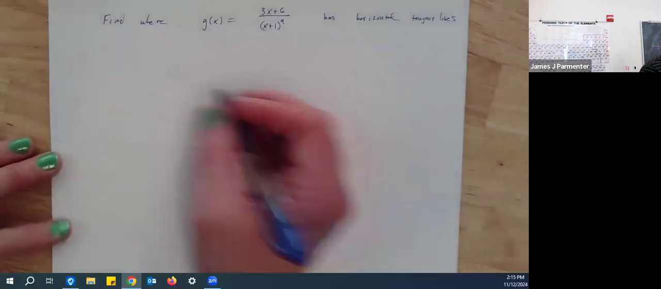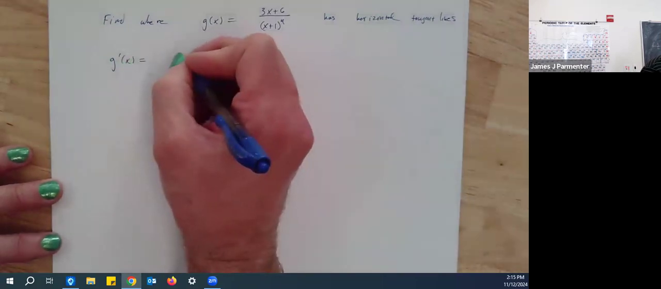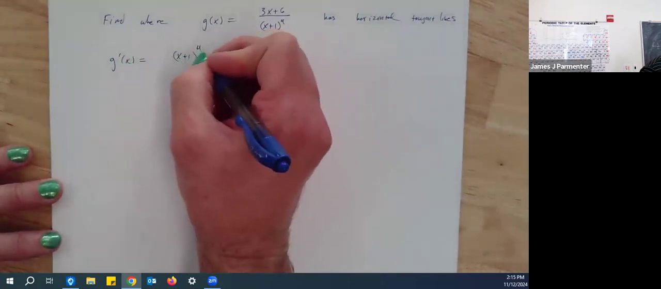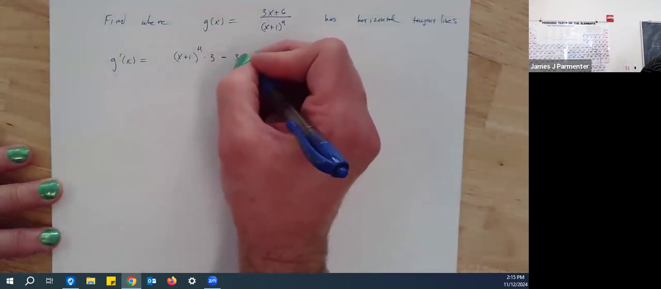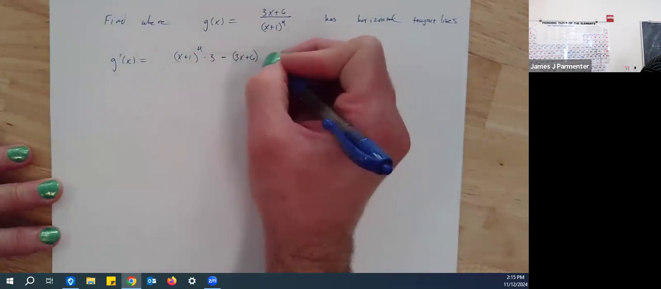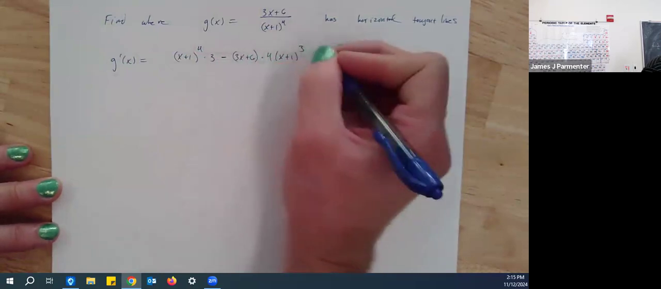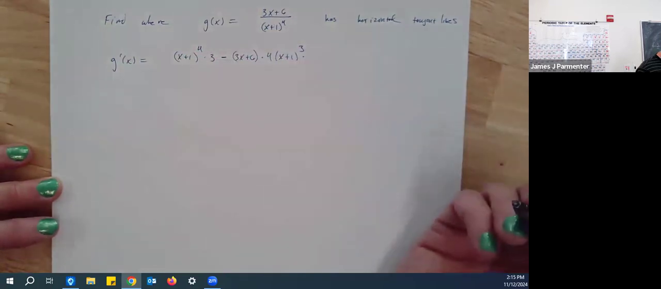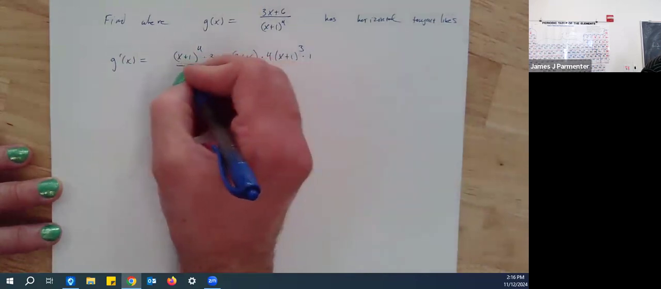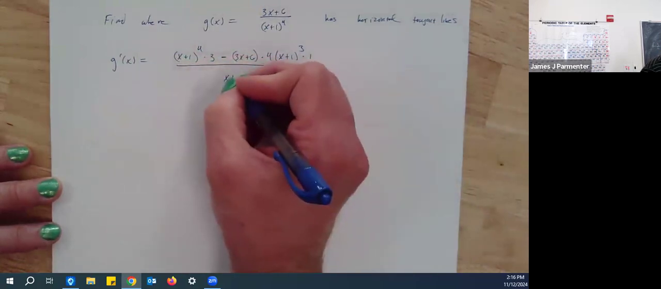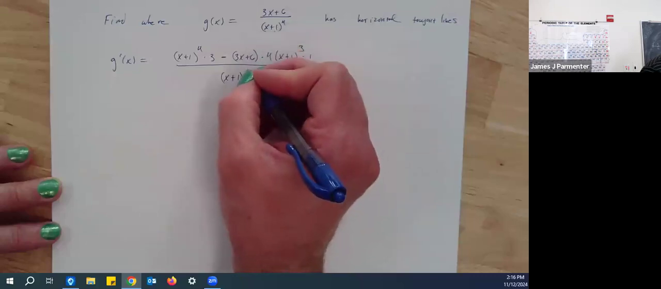So we're going to take our derivative, which is going to be the bottom times the derivative of the top, which is 3, minus the top times the derivative of the bottom, which is 4 times our stuff to the 3rd power times the derivative of the stuff, which in this case is just 1, all divided by the denominator squared. And x plus 1 to the 4th squared is x plus 1 to the 8th.